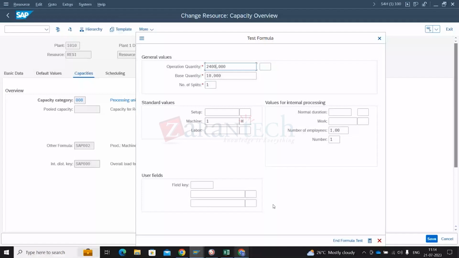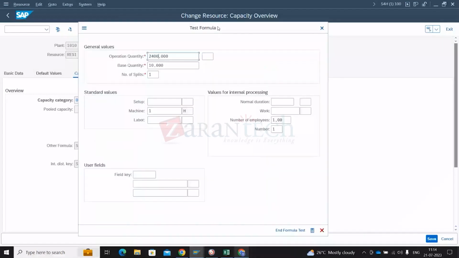Correct. So it is just mathematical calculation. So in this case, 1 hour is required for 10 quantity. Then how much time would be required to produce 2400 quantity? So the operation quantity would be the amount of the product that we want from the resource. Absolutely. And the base quantity is how much a resource can produce in an hour or in something, based on the standard values that we maintain. Exactly.